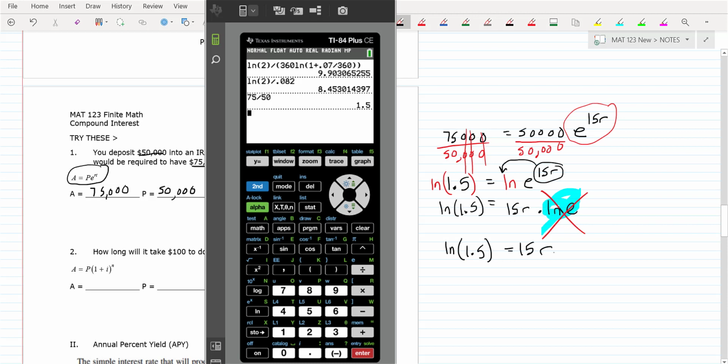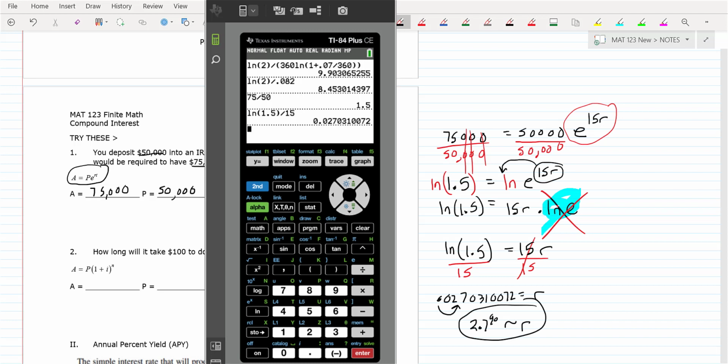Then what's the next step? Divide by 15, then go to your calculator. You won't get a decimal percent, so you'll have to move your decimal over to get that decimal percent. So we go straight to the calculator, and you want to do natural logarithm of 1.5, close parentheses, divide by 15. You don't have to write all those decimals out, just enough, because generally you're going to round anyway. If you move that over two places, you would get the interest rate is about 2.7% as your answer to your problem. So that's how that would go.